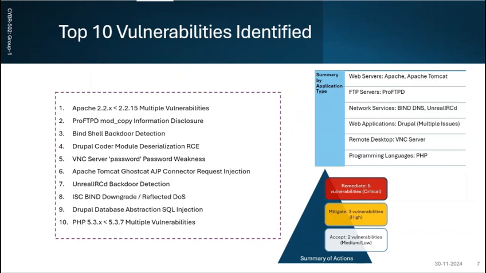In this slide, on the left-hand side, you can see we have identified the top 10 vulnerabilities such as Apache 2.2.x, then ProFTPD, then Bind shell backdoor detection. And then on the right side is the summary by applications, and the summary of actions. For remediate, we have selected 5 vulnerabilities which are very critical. For mitigate, we have selected 3 vulnerabilities where the risk is very high. And for accept, we have selected 2 vulnerabilities whose risk is low.